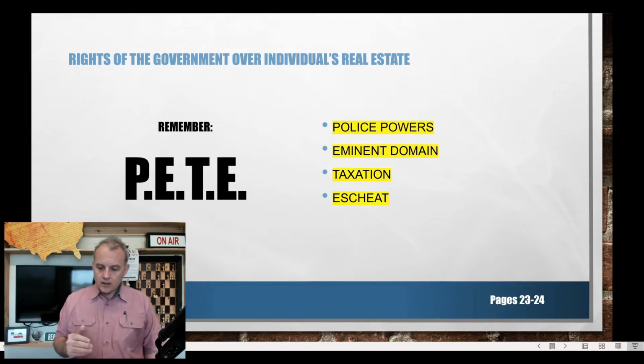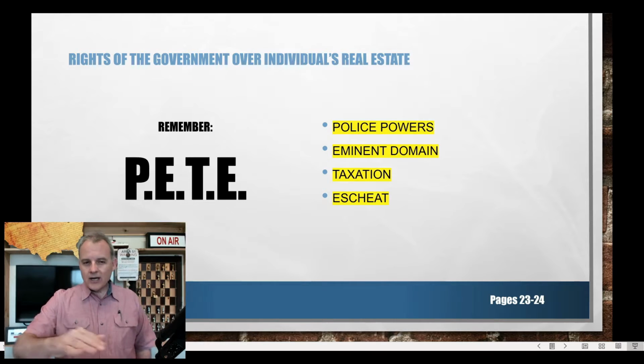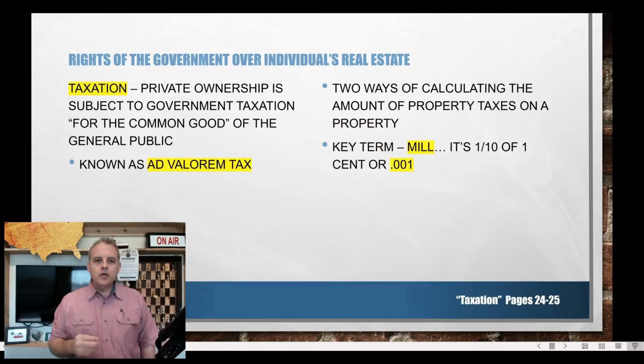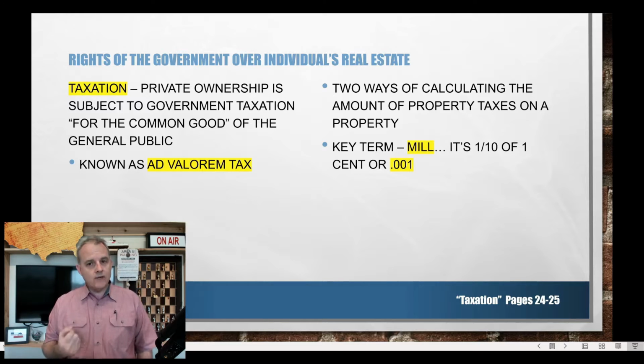Now the first one I want to talk about is taxes. We're not going to go exactly in order, P-E-T-E. I'm going to follow the book here. The first restriction that the government places on individuals' bundle of rights is taxation. And we're all familiar with property tax. Taxation is private ownership is subject to government taxation for the common good of the general public. We have public schools, and in Nebraska, most of the public schools are funded by property taxes.